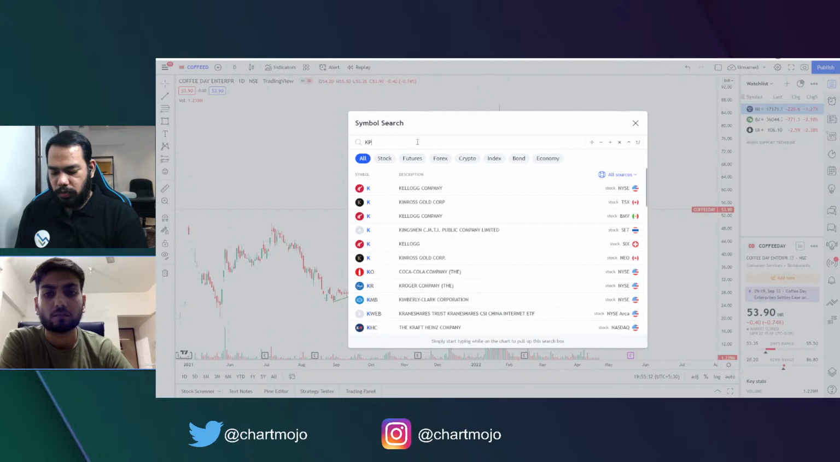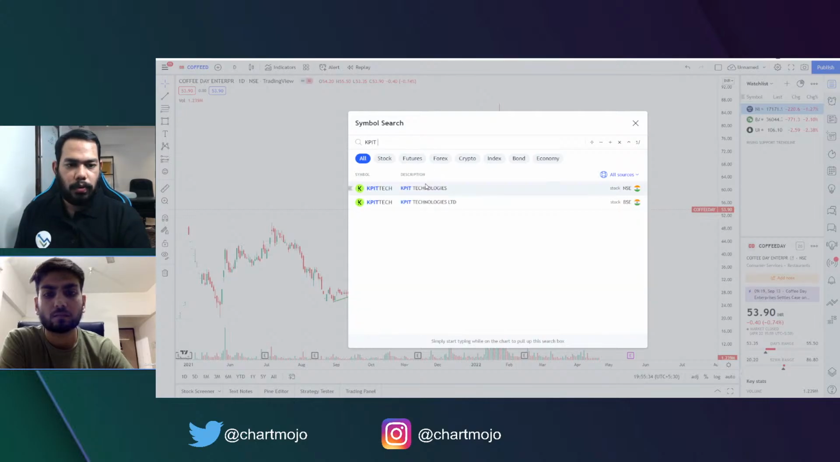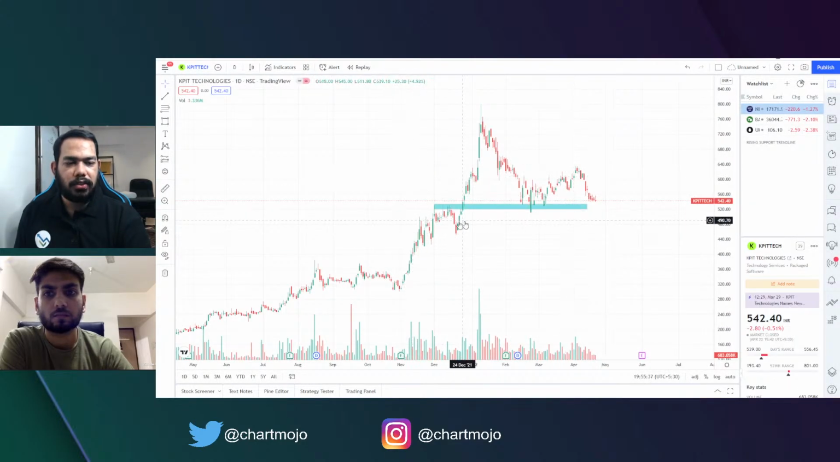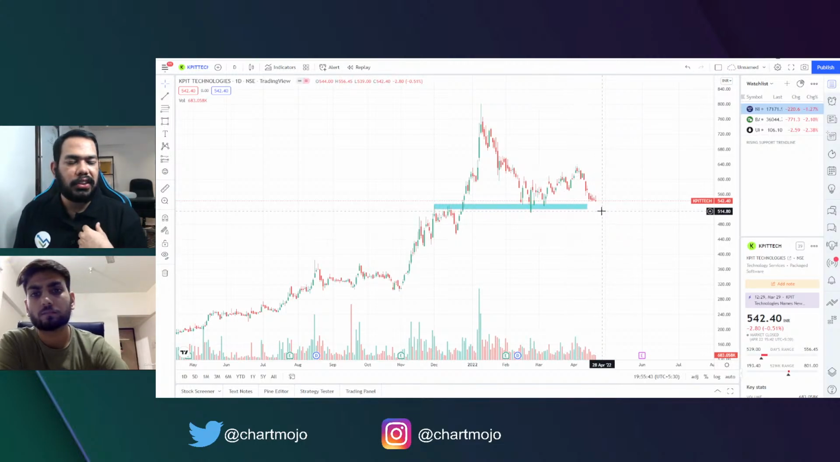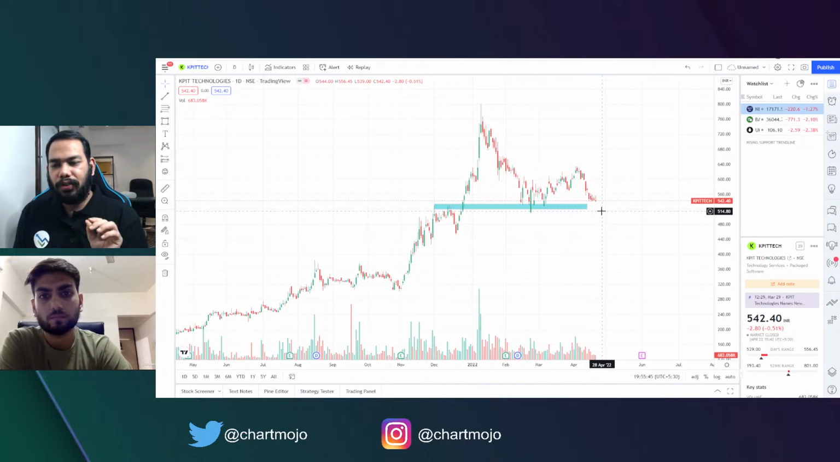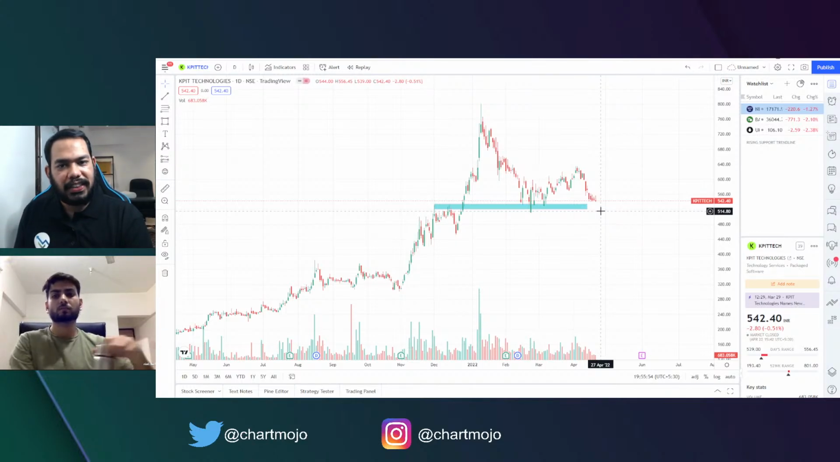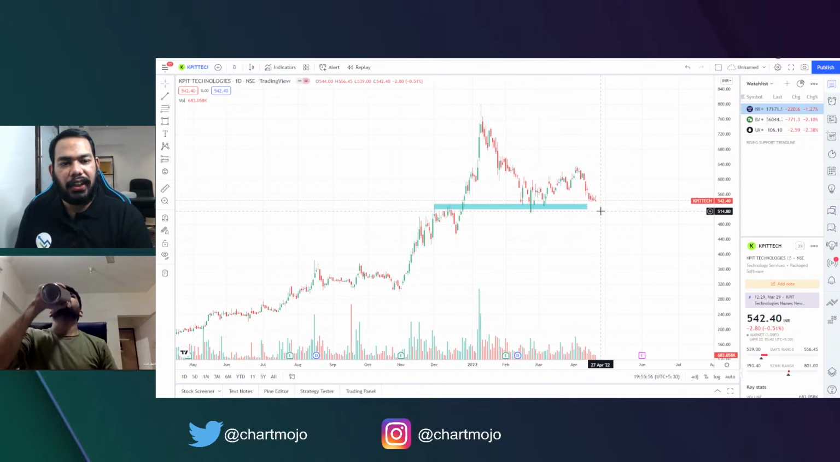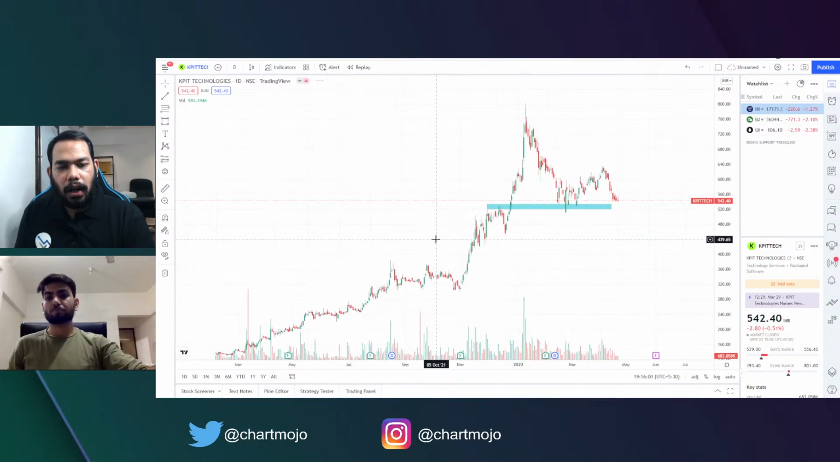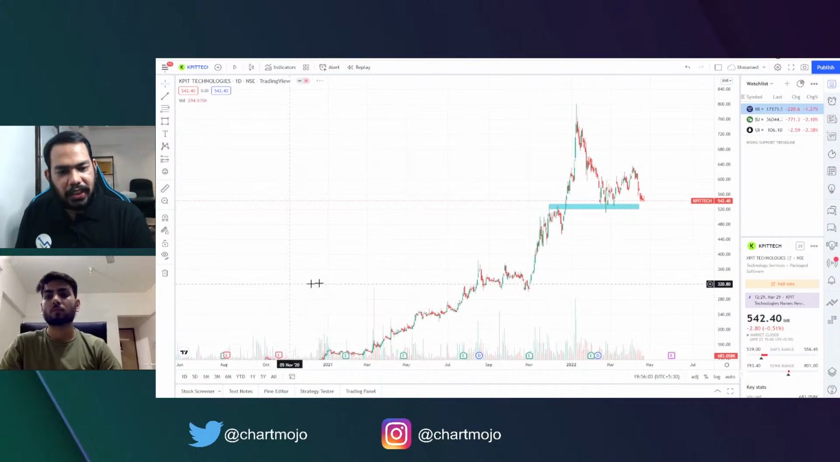KPIT. Yeah, so see, KPIT is right now at its support level. If someone is building this counter, just keep an SL around the 500 level, as there is a level around 514. So the 500 level is your SL. If this SL is taken out, then one can definitely exit. You can see this counter is in a good move.